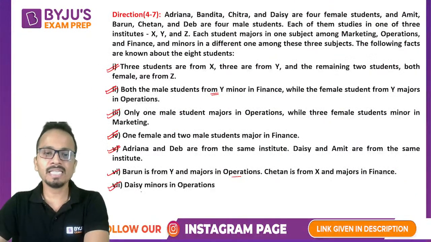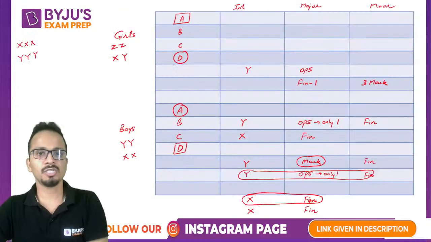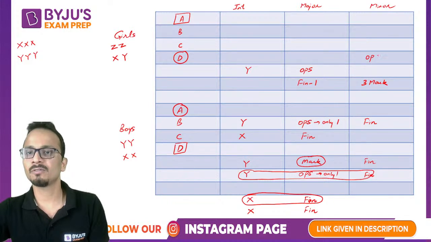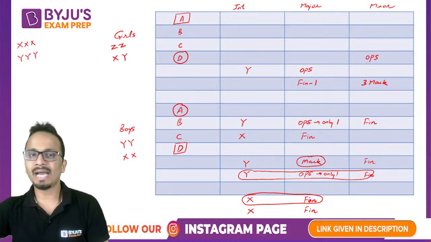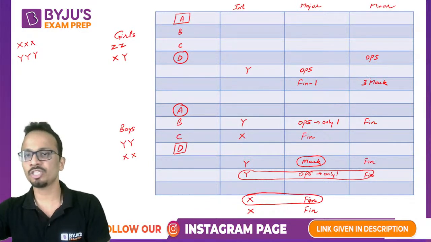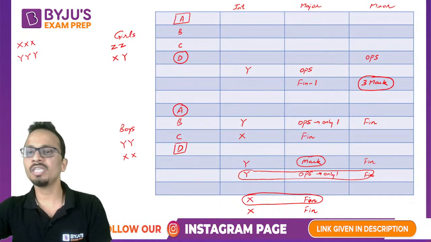Seventh statement, Daisy minors in operation. Daisy minors in operation. Okay, so now Daisy minors in operation. So one person among the girls is minor in operation, and we know that there will be 3 in marketing. So the remaining 3 girls will minor in marketing.